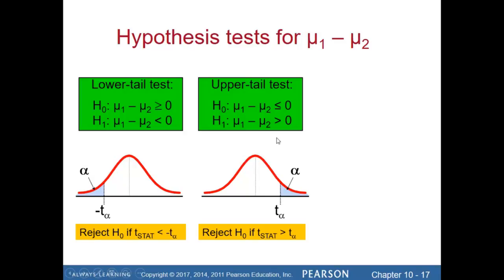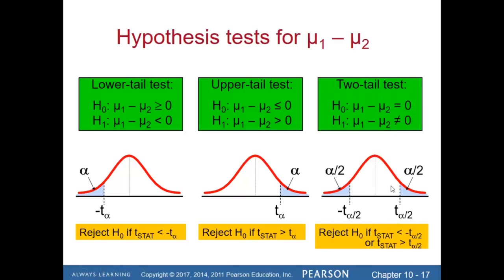And then for the upper tail test, we just flip it around. We're hypothesizing about the difference between two population means being greater than some constant value, which is usually 0. And in this situation, we put the rejection region, the whole alpha value, in the upper tail of the distribution, and again, formulate our rejection rule correspondingly.